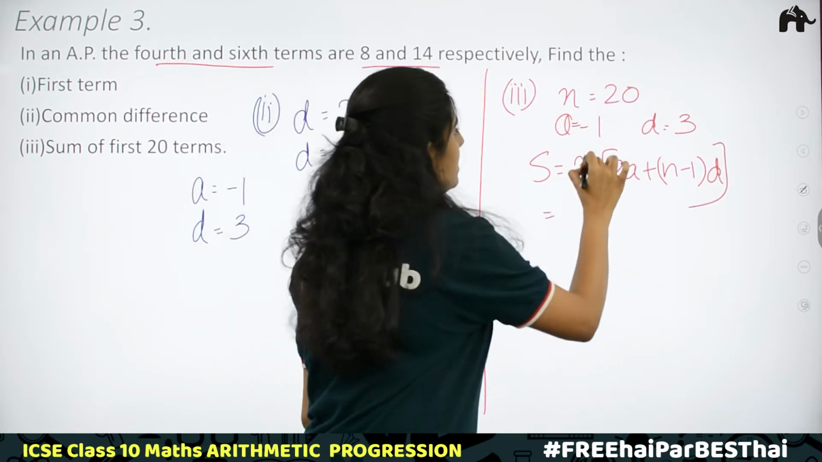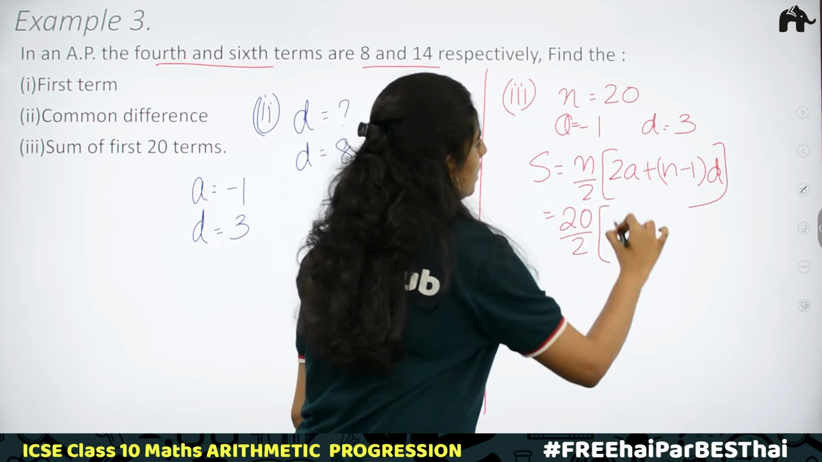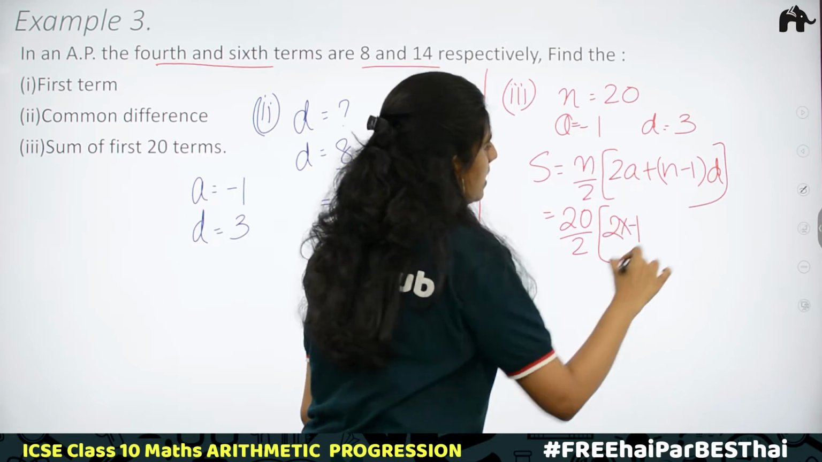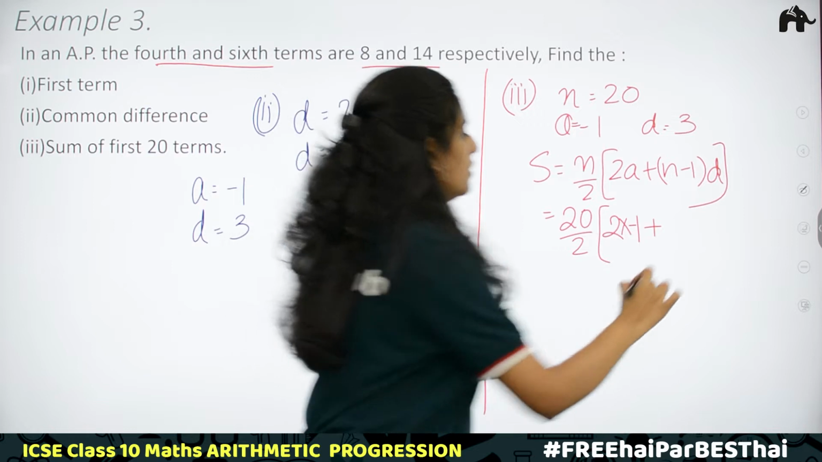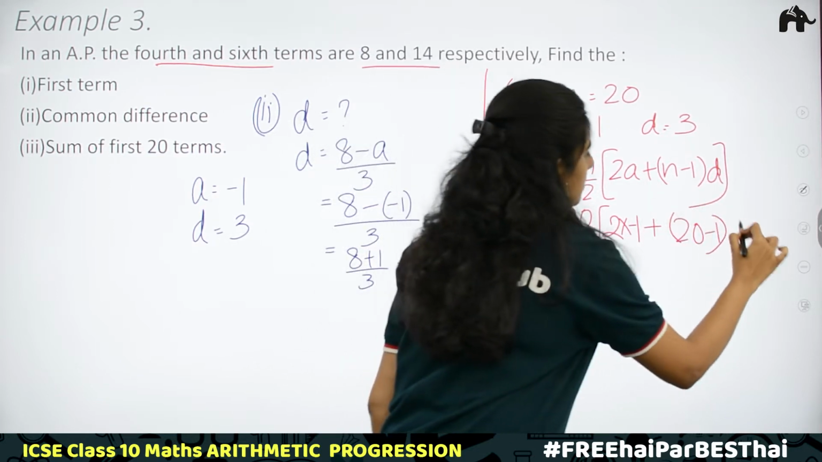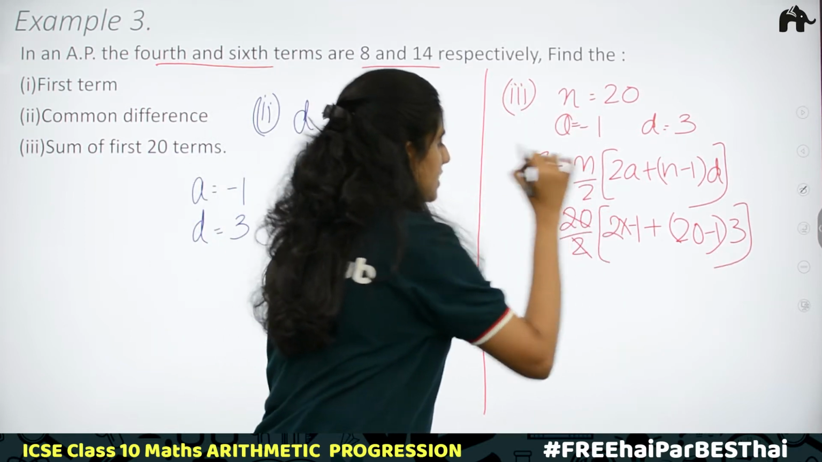Yes. n is equal to 20. 20 by 2 into 2 into 1, a is equal to minus 1. 2 into minus 1 plus n minus 1, 20 minus 1 into d. d is 3. Okay, 2 and 20 can be cancelled.